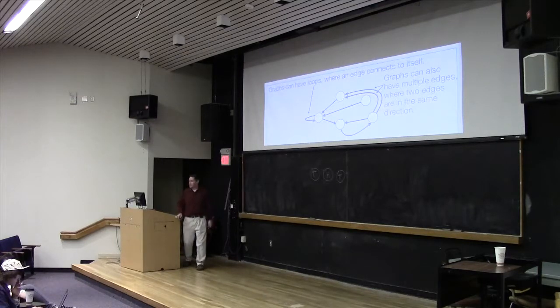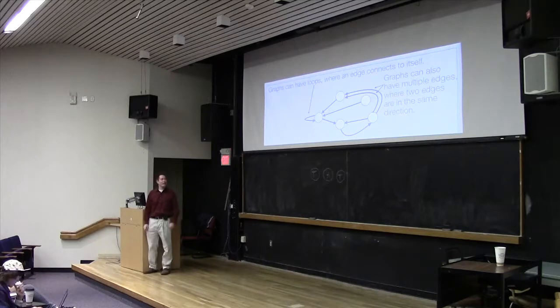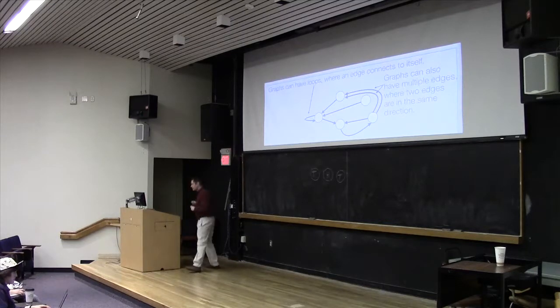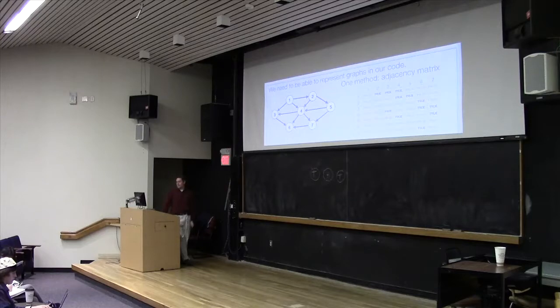Graphs can actually have these things called loops, where you have an edge that wraps around and goes back to you. Graphs can also have multiple edges, where 2 edges are in the same direction from the same vertex to the same other vertex. You don't see that too often, but it could. They're pretty flexible in terms of the way we can represent them, pictorially anyway. We won't worry too much about the loops and multiple edges. So how are we going to actually represent these?